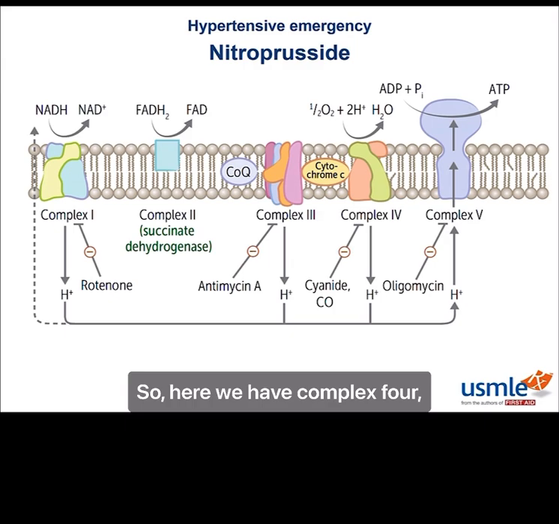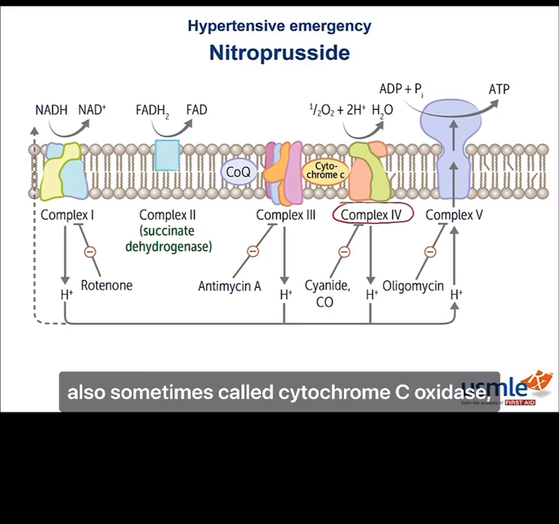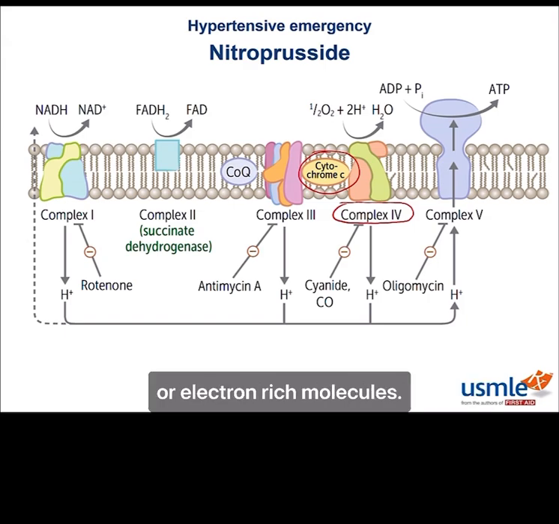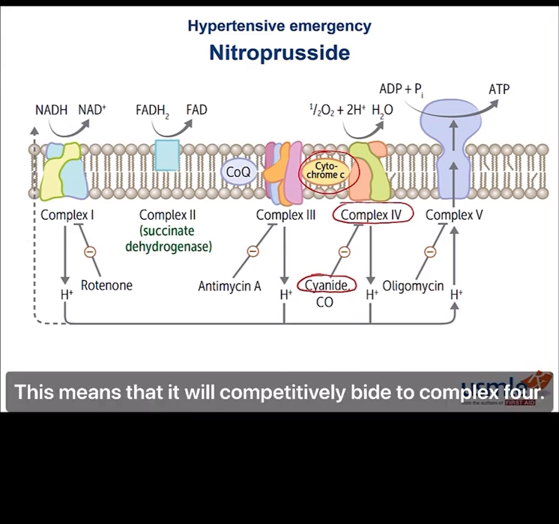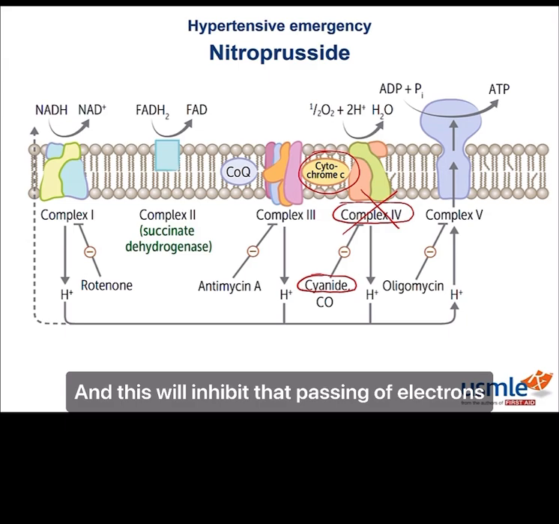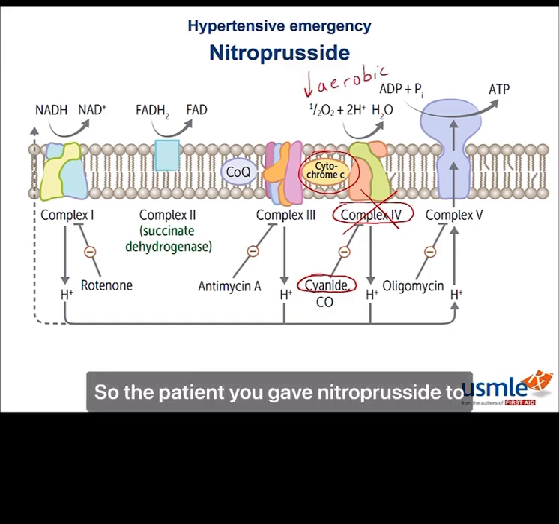So here we have complex 4, also sometimes called cytochrome C oxidase, because it takes electrons from, aka oxidizes, this electron carrier called cytochrome C. So basically, complex 4 is on the lookout for electrons or electron-rich molecules. So guess who else is very electronegative? Cyanide. This means that it will competitively bind to complex 4, and this will inhibit the passing of electrons and therefore limit aerobic respiration.